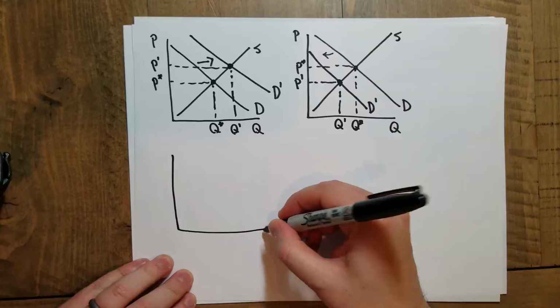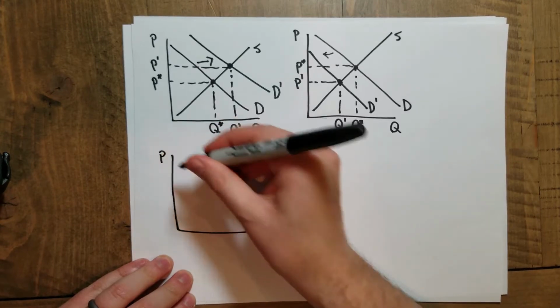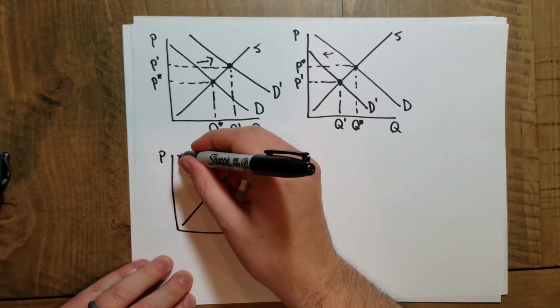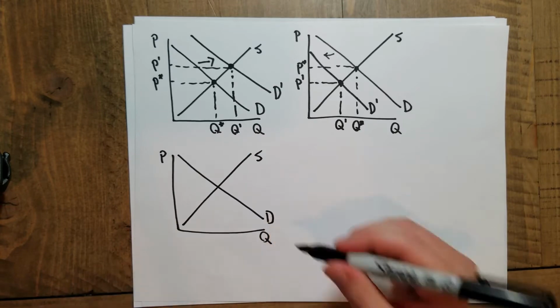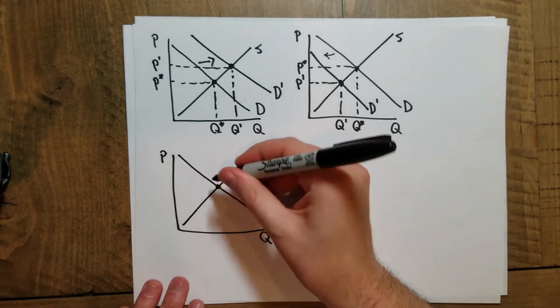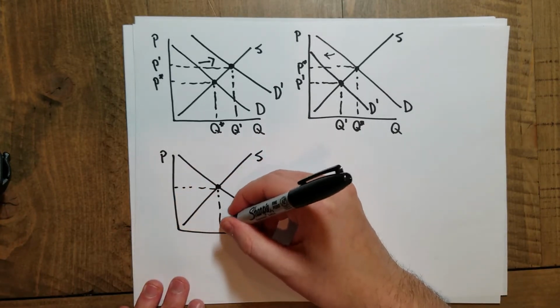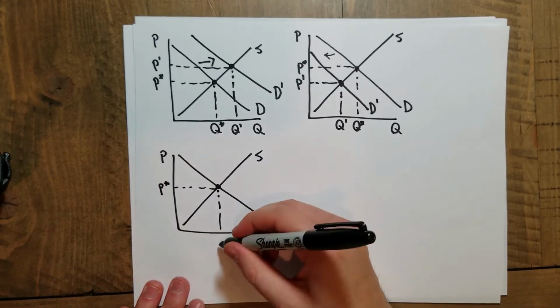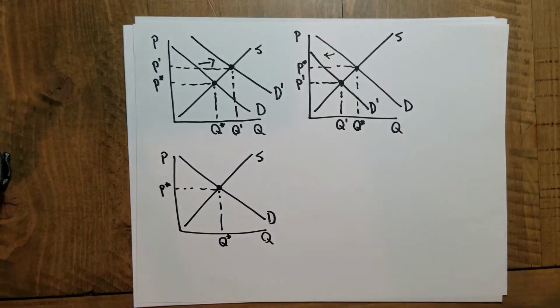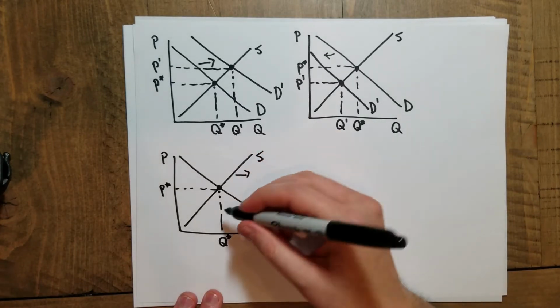So that's demand. Let's talk about supply. Let's draw the same set of axes that we had before, Q and P, and we will have supply there, and we will have demand there. And our good old starting equilibrium price and quantity, P star and Q star. Now we're going to have an increase in supply, which means that we're going to shift supply to the right. So we're going to shift supply to the right, same idea as when we shifted demand to the right.